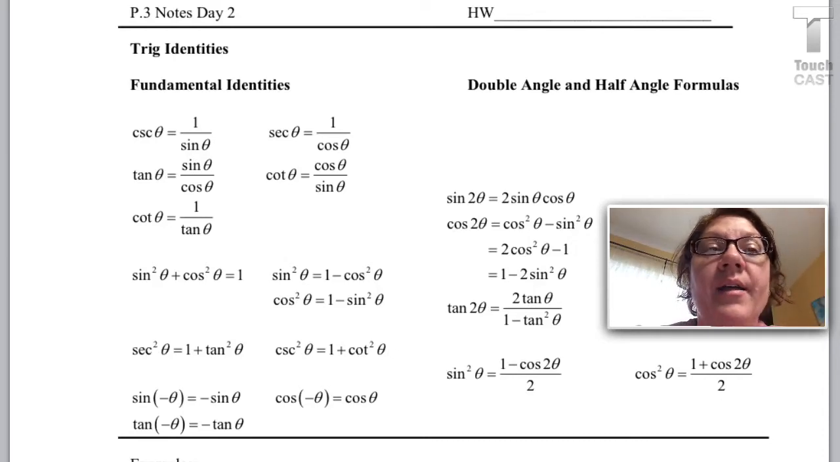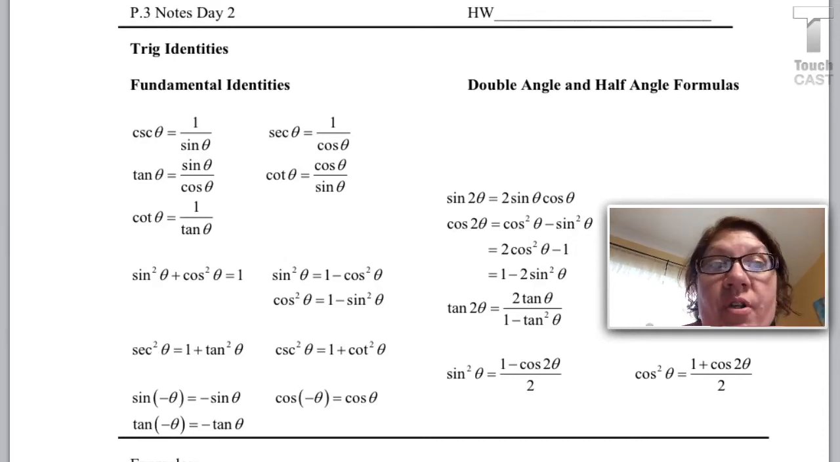I'm back. Can't get rid of me. It's your worst nightmare. Anyway, these are all of the identities that you hopefully will remember.